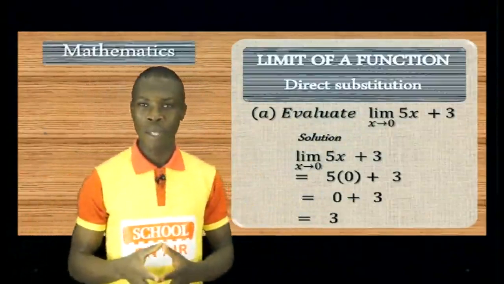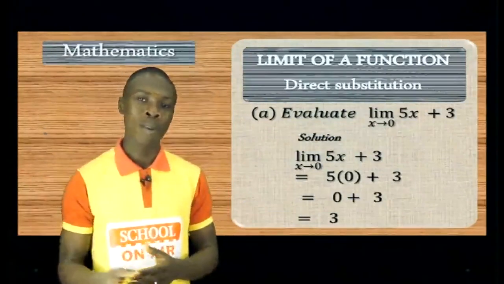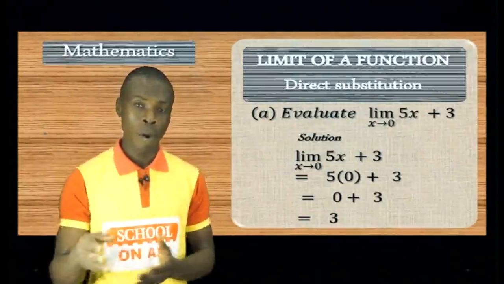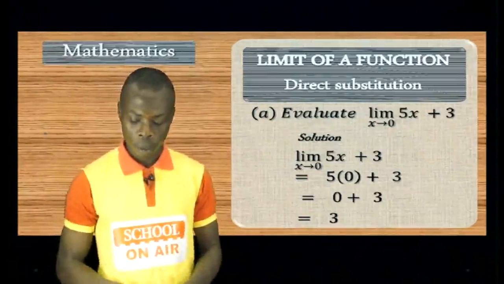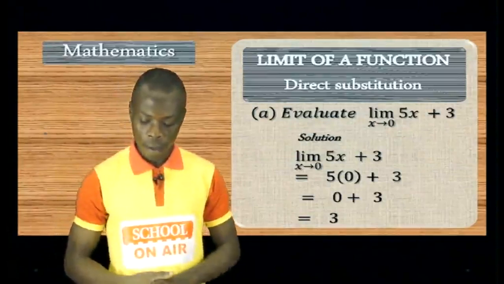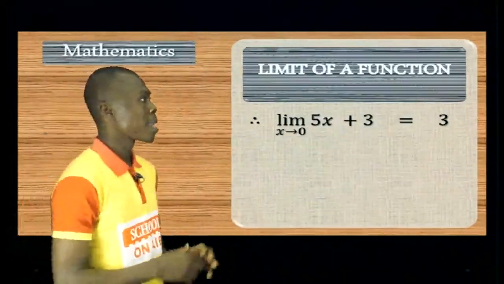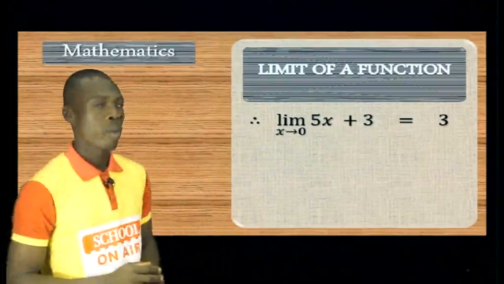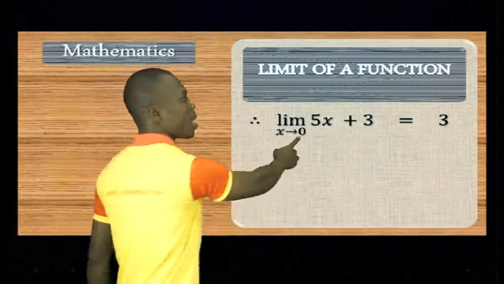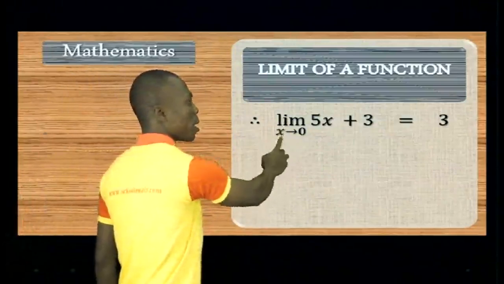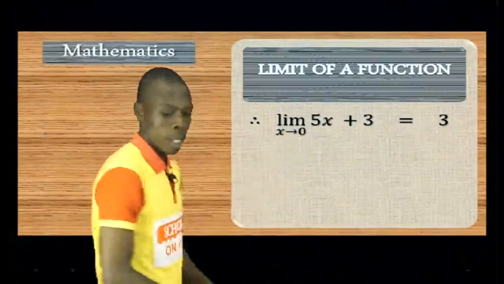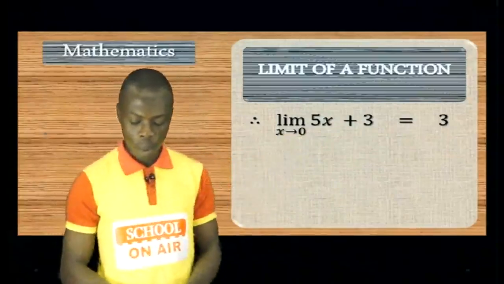I think that is very simple enough. Substituting the value of x, 0 for x, in the function gives us the limit of that function. So the limit of f of x plus 3 as x approaches 0 is equal to 3. You must always put this at the bottom of the limit sign here: x approaches 0. All right, so that is that with that one.